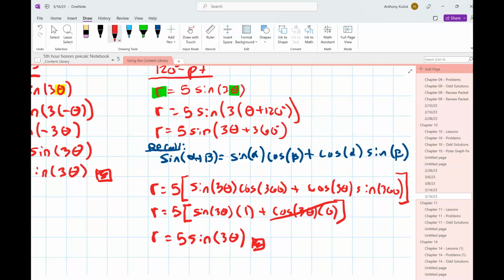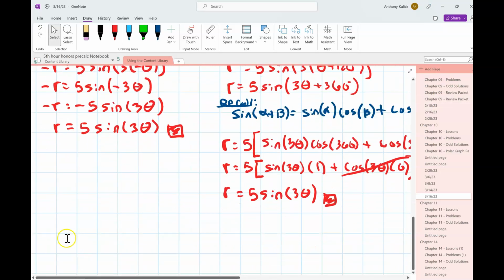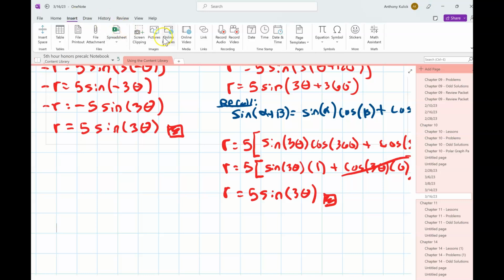Everybody's okay with this? Okay. So that's how we kind of prove these different types of symmetries with a polar function. What I want to do now is talk about 2 different kinds of polar functions.